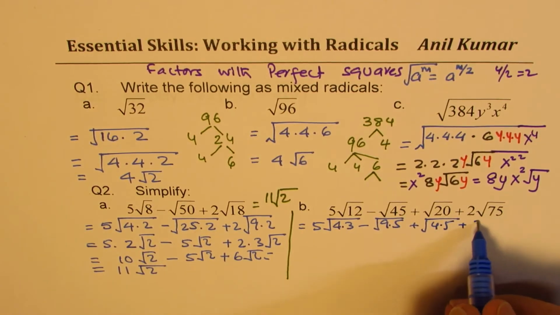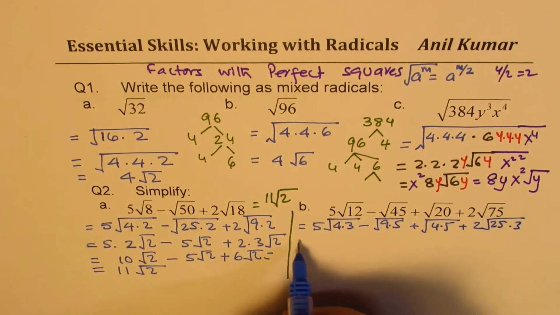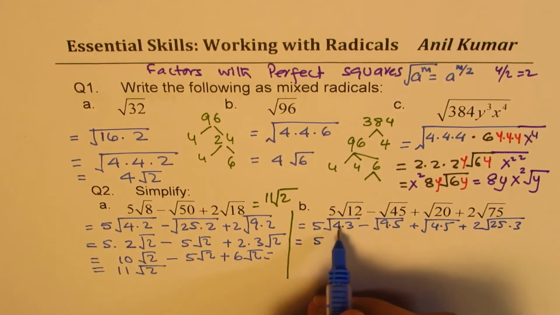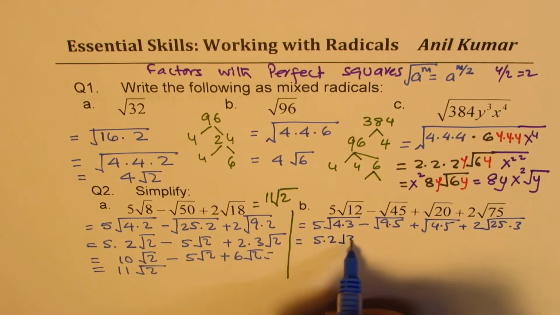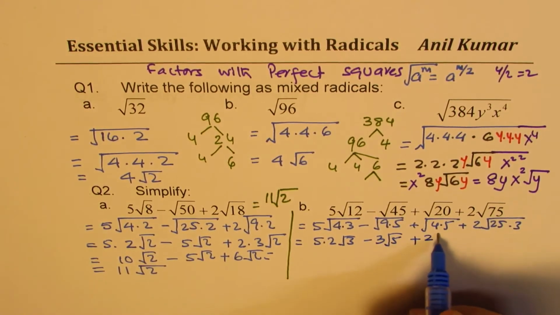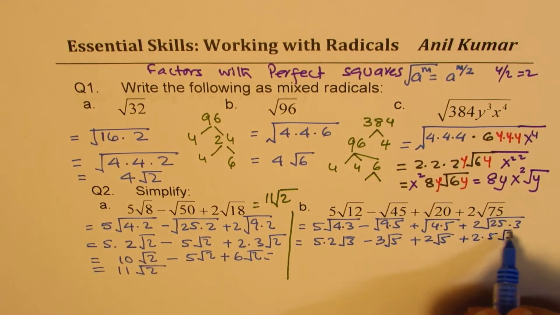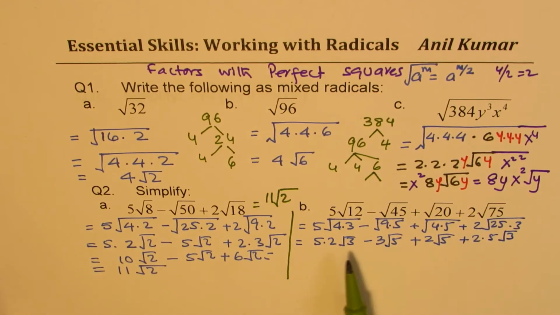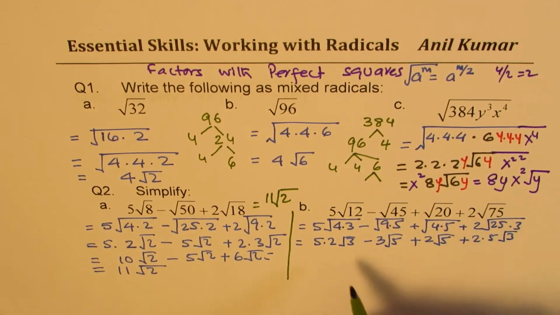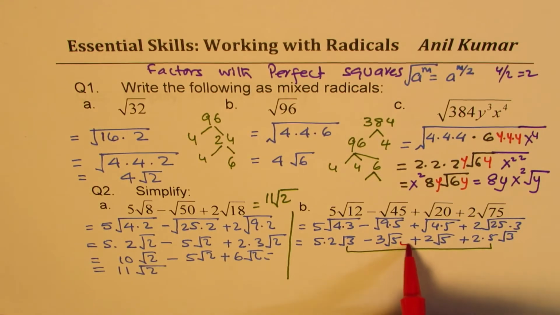And 75 could be written as 25 times 3. 25 is 5 square. So we could write this as 2 square root 3 minus 3 square root 5 plus 2 times 5 times square root 3. Now, you have square root 3 and square root 3 terms. They can be combined. These two could be combined. And these two could be combined, right?